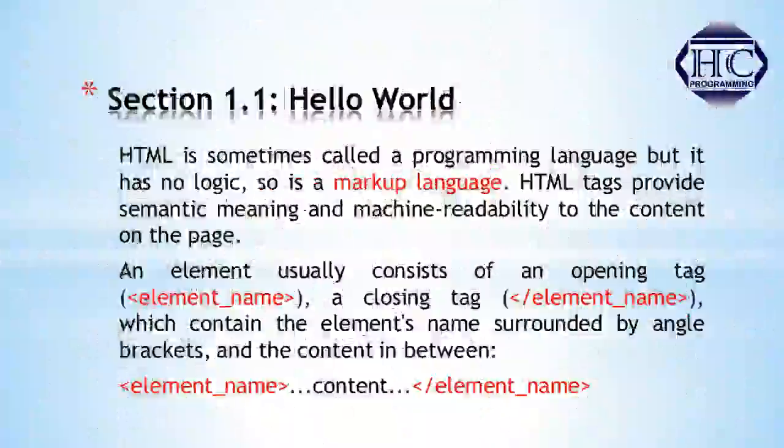HTML is sometimes called a programming language, but it has no logic, so it is a markup language. HTML tags provide semantic meaning and machine readability to the content on the page. An element usually consists of an opening tag, <element_name>, a closing tag, </element_name>, which contain the element's name surrounded by angle brackets, and the content in between: <element_name>content</element_name>.